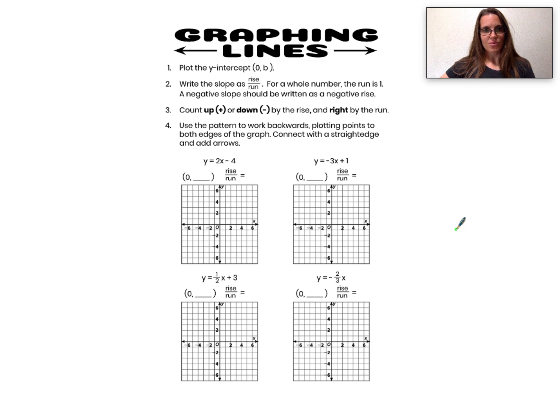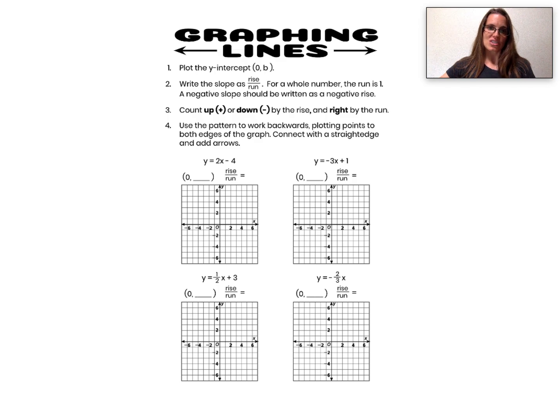You'll count up or down by the rise and then right by the run. You'll use the pattern to work backwards so that you plot all points from edge to edge of the graph. Finally, you will connect your points with a straight edge and add arrows. Let's do our first example, y equals 2x minus 4.